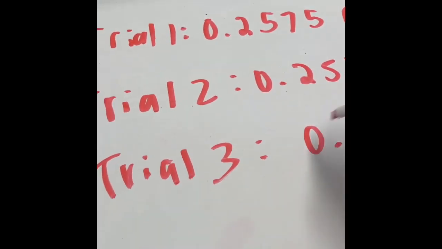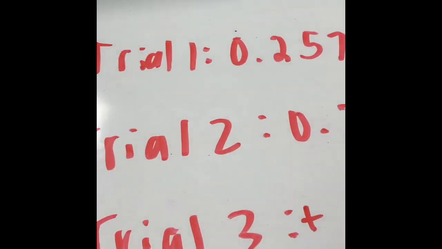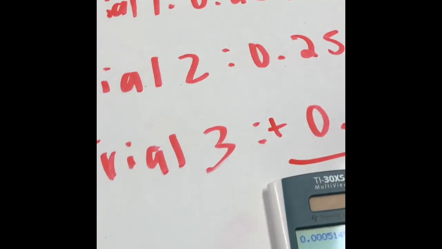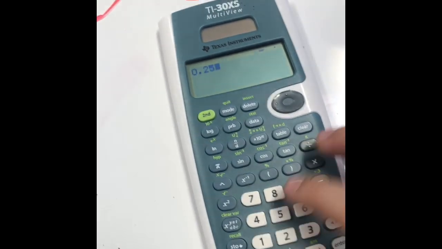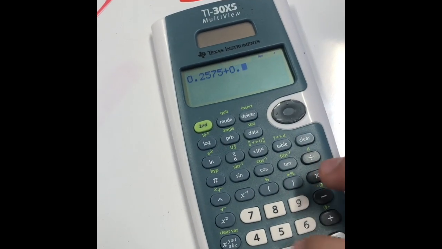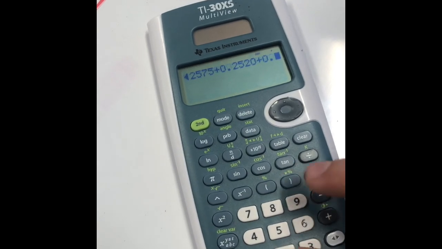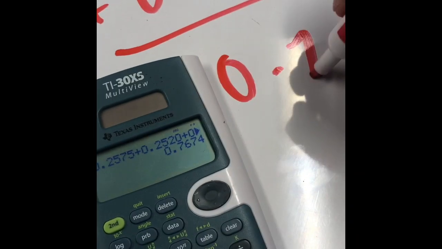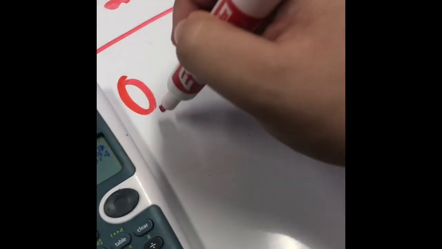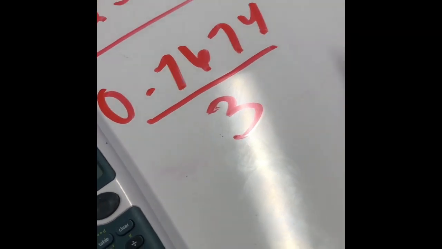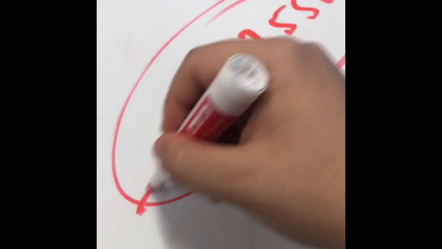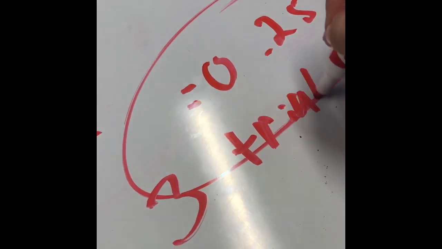So we're just going to add them all up. And we get 0.674. So then we divide by 3 to get the average. You add them all and then divide by the number of numbers. And we get 0.2558. So that is the average molarity for 3 trials in the experiment.